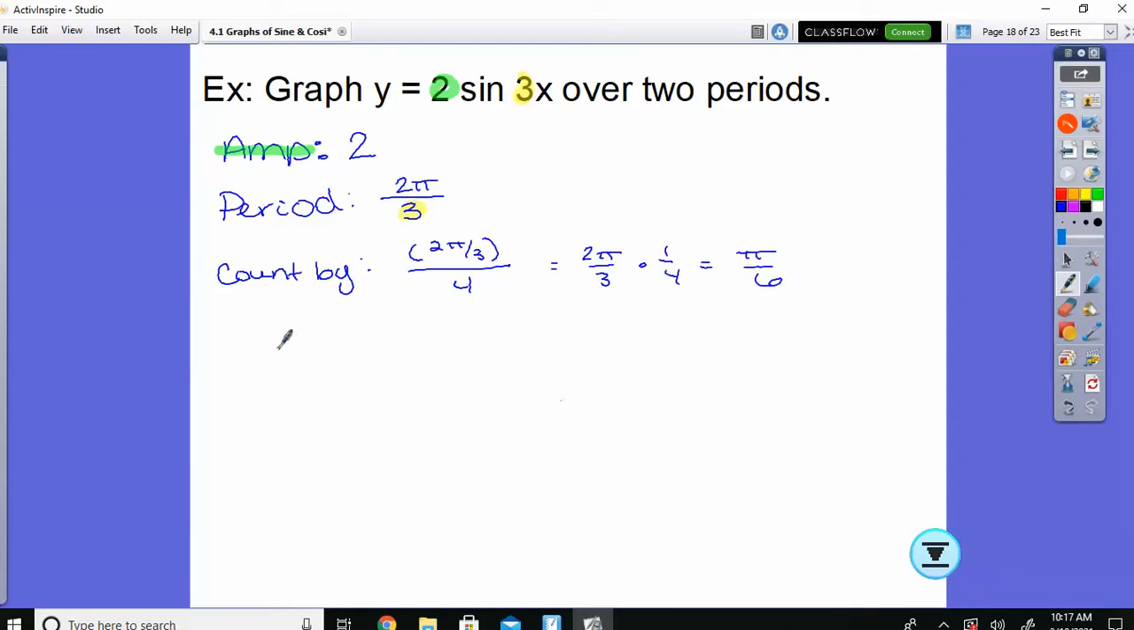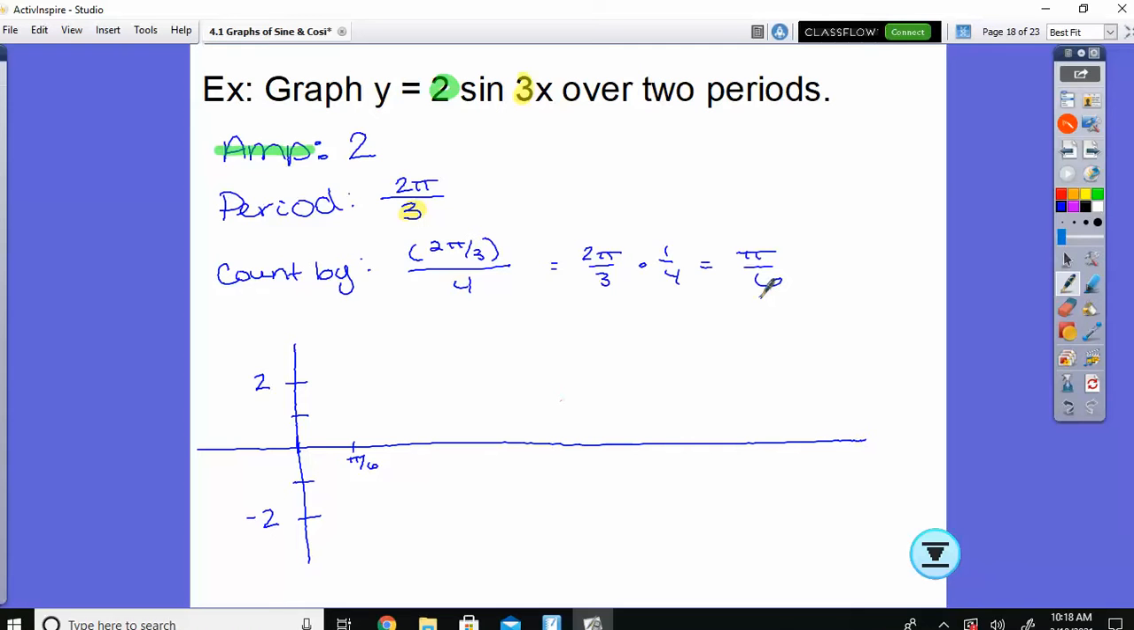Okay, now to draw our graph. Amplitude is essentially your high and low points. So I need a high point of 2, a low point of -2. Count by is telling me how to get my points on the x-axis. We start at 0. If you add pi over 6, you're at pi over 6. And we are going to keep adding pi over 6. We want a total of 5 points.